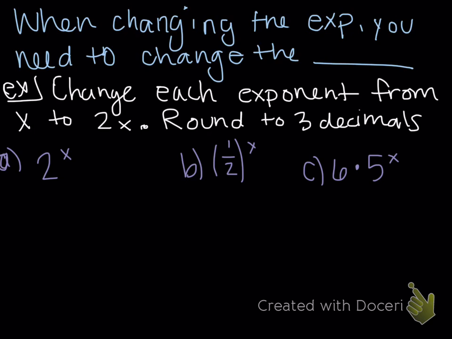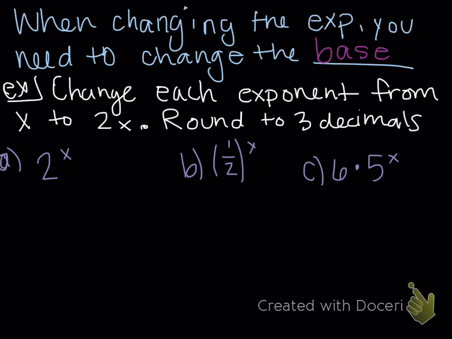On the next page, it says, when changing the exponent, you need to change the, and you go ahead and fill in base at the top of the page. So it's important that when we're changing the exponent to something, I need to change the base accordingly, because I'm not trying to change the value of this altogether. I'm trying to just rewrite it.